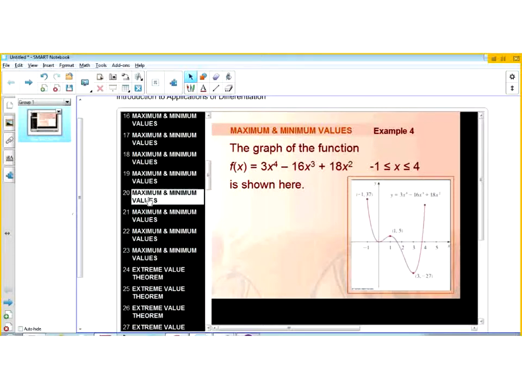Here we have a graph of a polynomial, 3x to the fourth minus 16x cubed plus 18x squared, on a domain of -1 to 4 inclusive. We can identify a global max, a global min, a local max, and a local minimum. Let's see what kind of arrangements we can make with this particular function.